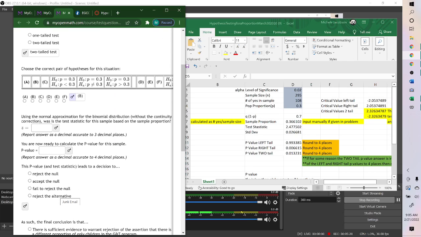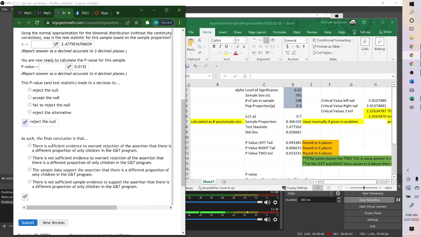To find the values, they're over here. I plugged in my numbers, the test statistic, 2.477. The p-value we're testing not equal to, so that's a two-tail, so it's this one. And then the p-value 0.01, alpha was 0.02. So the p-value is less than, which means we reject the null hypothesis. We accept that it's different.